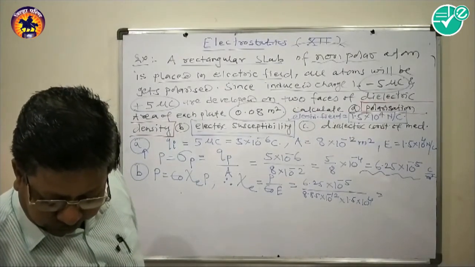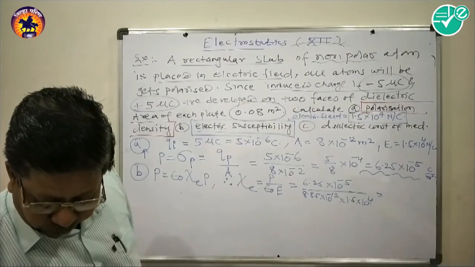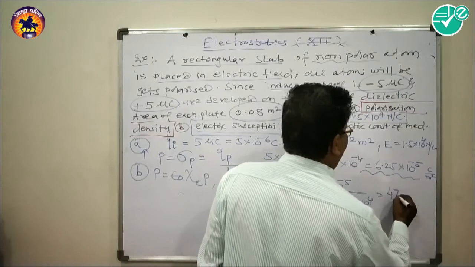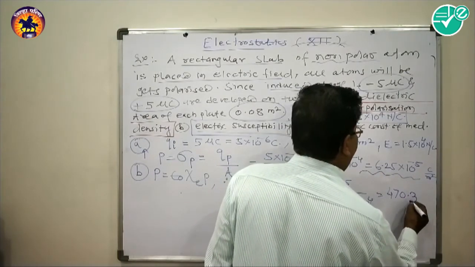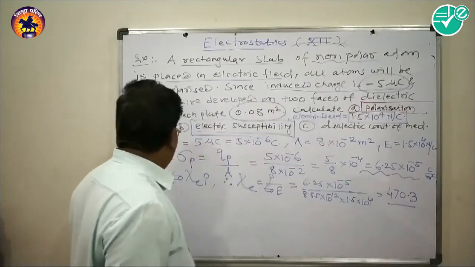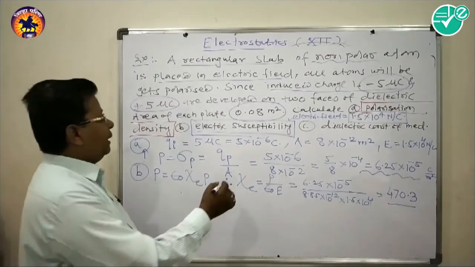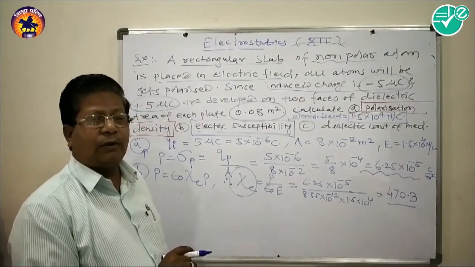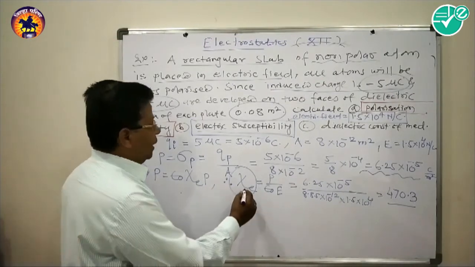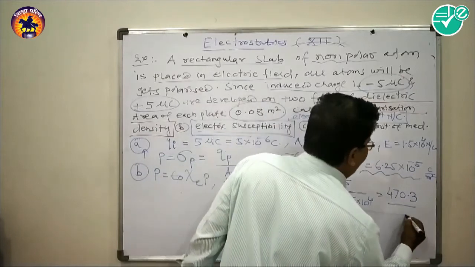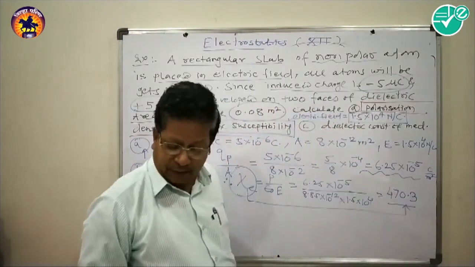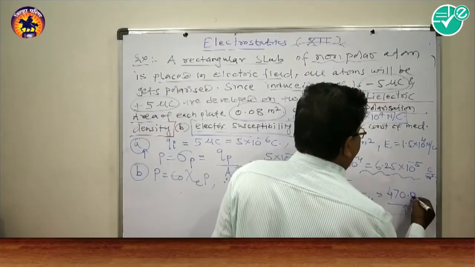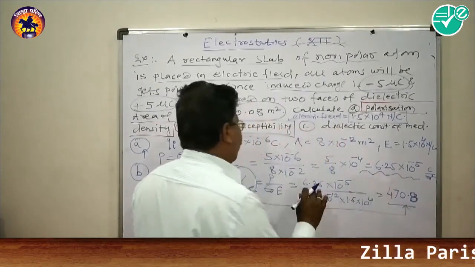and if we calculate this value, then it comes out to be 470.3, because chi e is a unitless and dimensionless quantity. It is a pure number. The value of chi e comes out to be 470.8.